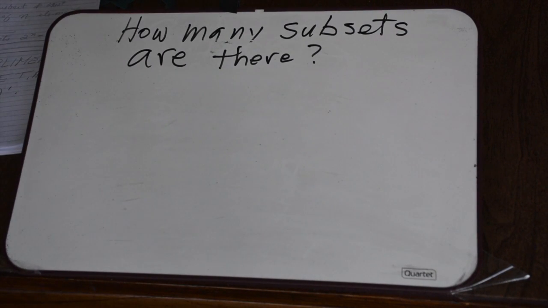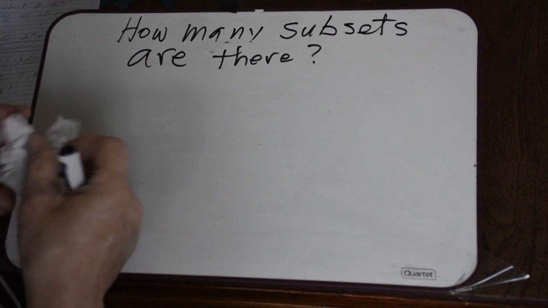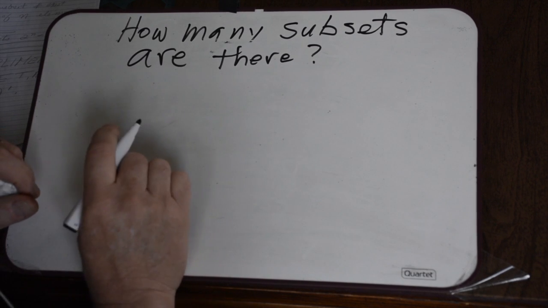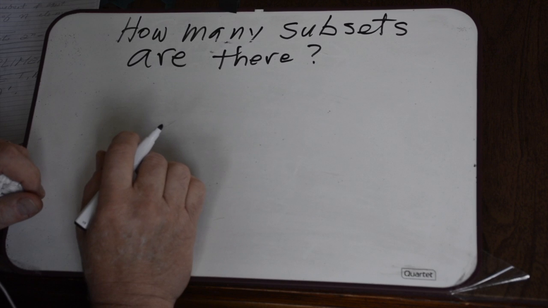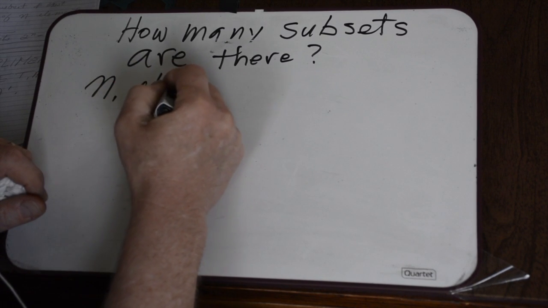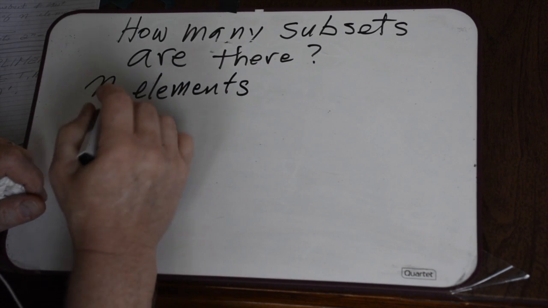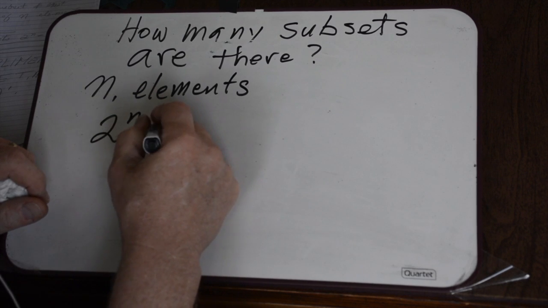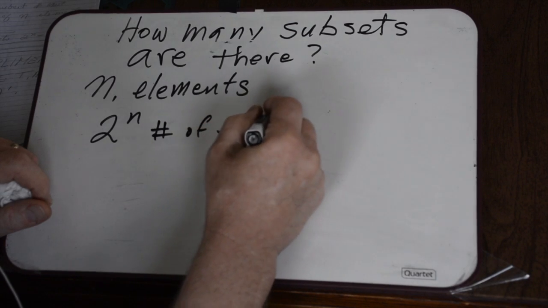Okay, I hope by now you have figured out all the subsets and counted them up. So in general, we actually have a formula for doing it. How many subsets are there? If you have n elements in a set, you would have 2 to the n number of subsets. That equals the number of subsets.